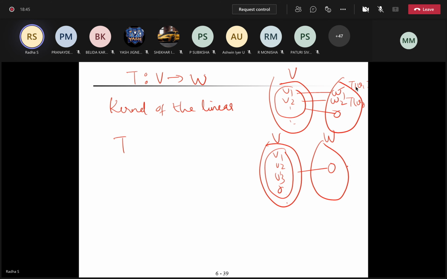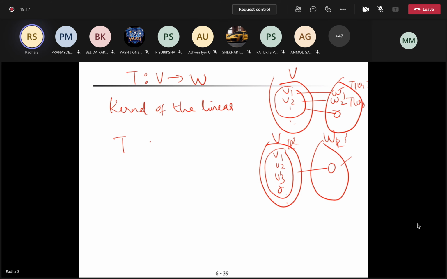But the 0 vector here is different from the 0 vector there. Suppose this is R square and this is R cube, what will be the 0 vector here? It is (0, 0). So here the 0 vector will be (0, 0, 0), three zeros. So the set of all elements in R square which are mapped onto the 0 vector of W, those vectors are called the kernel of the linear transformation. Is that clear?